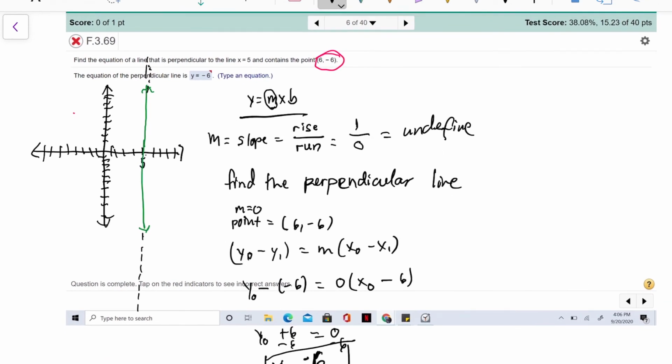Just make sure to follow all these steps when you're trying to find a perpendicular line. And if you are trying to find a parallel line, you just have to copy the same slope from your original given line.